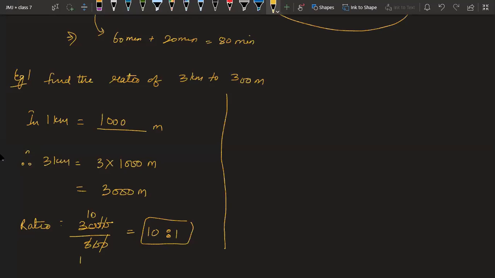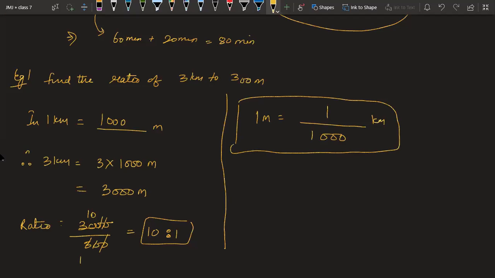Class, now see the other method. If I want to convert from meters to kilometers, what should I say? In 1 meter, how many kilometers? Please answer. We all know in 1 kilometer there are 1,000 meters. But what is the reverse thing? Yes, it is 1 upon 1,000. In 1 meter, there are 1 upon 1,000 kilometers.